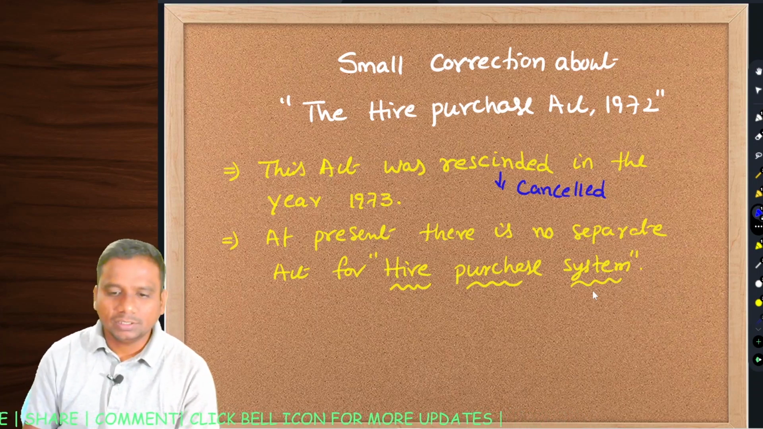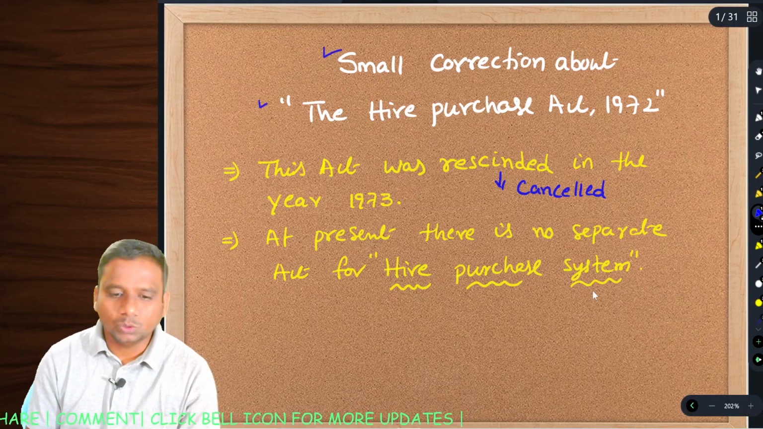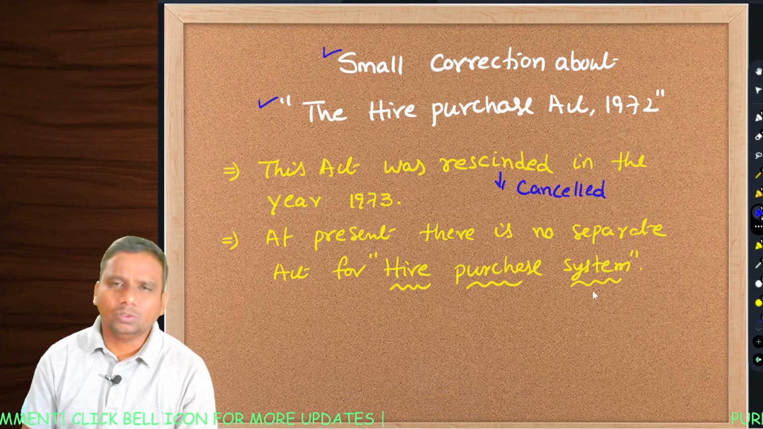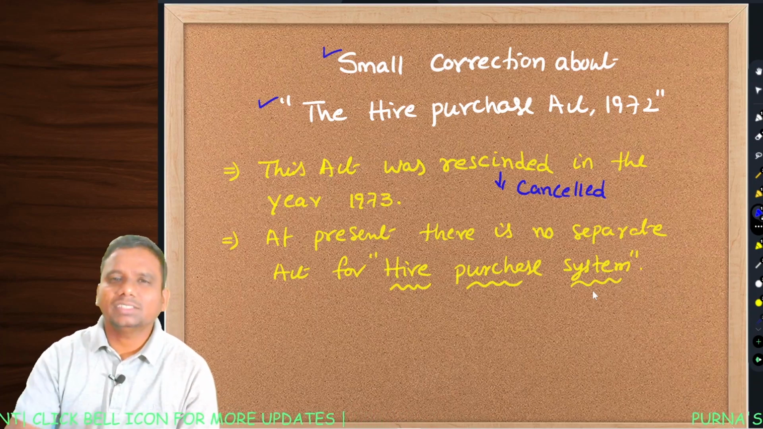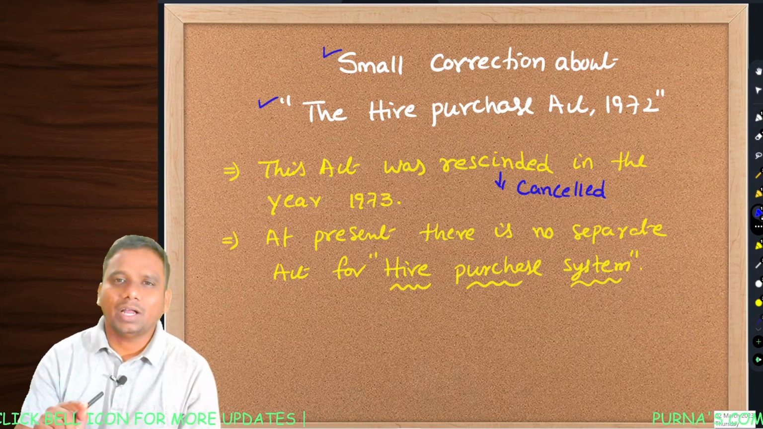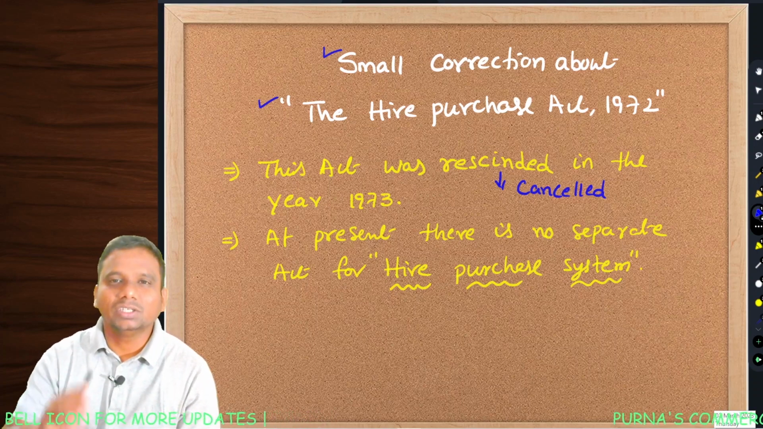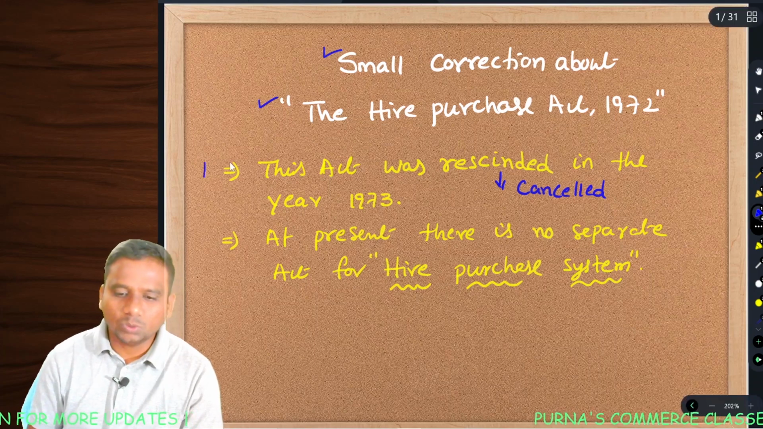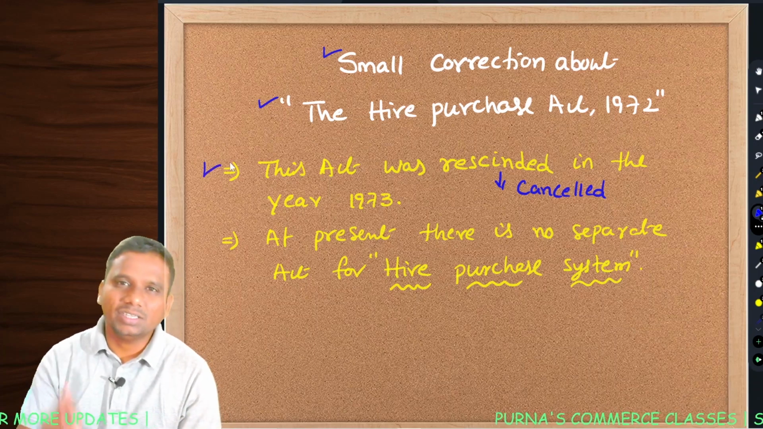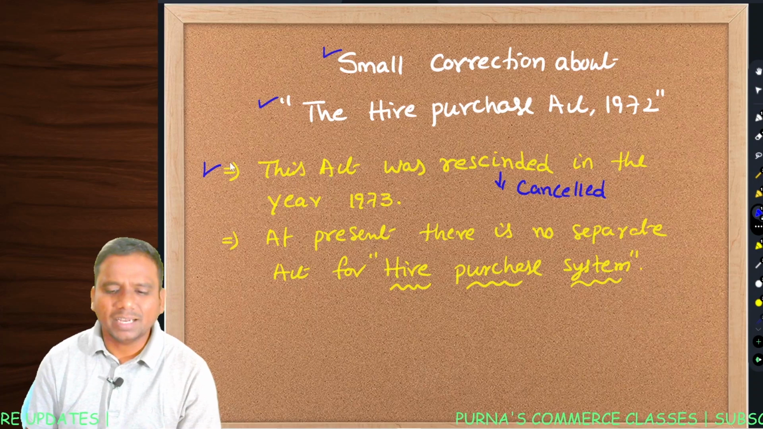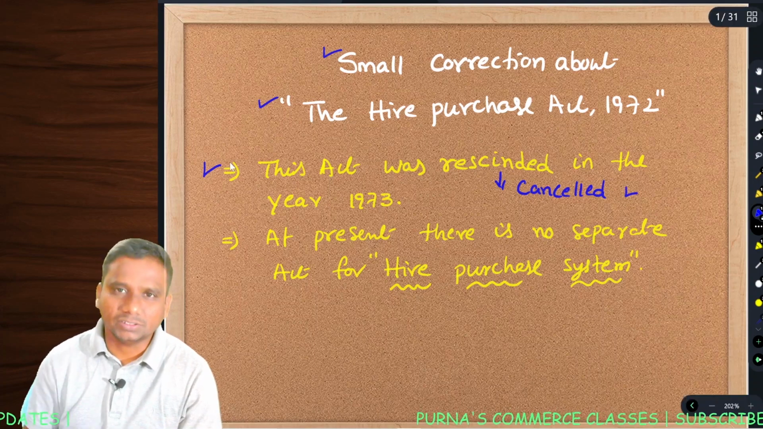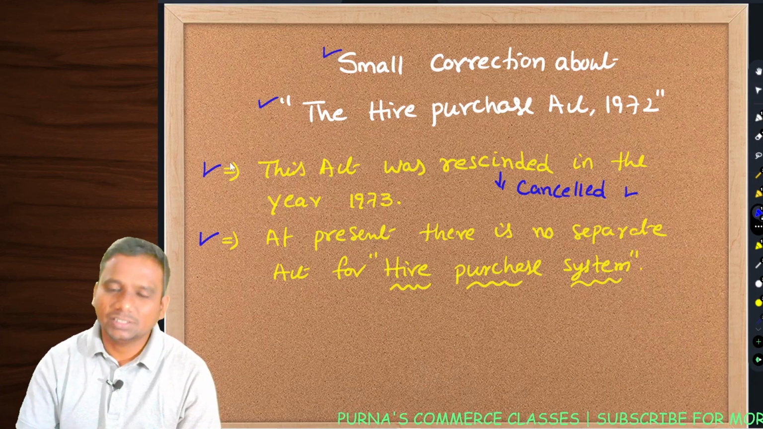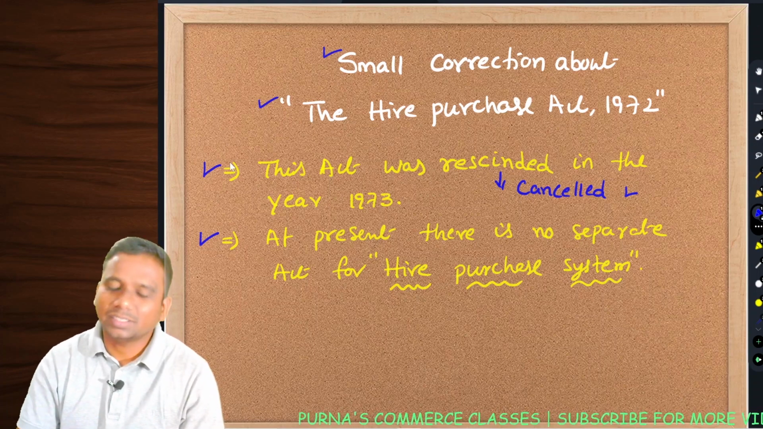Before discussing, there is a small correction with regards to the Hire Purchase Act 1972. In the first video, I said there is a separate act for hire purchase transactions, that is the Hire Purchase Act 1972. Actually, this act was rescinded in the year 1973 itself. Rescinded means cancelled. That means there is no separate act for this hire purchase system. Please make this small correction.